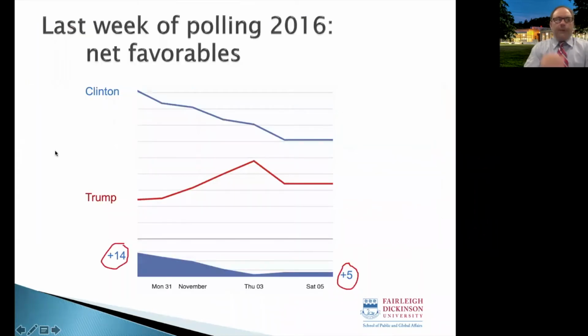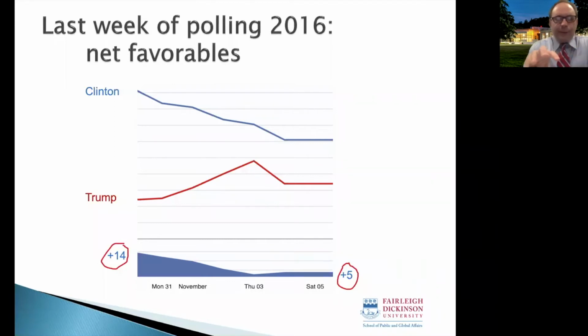Let's take a look at something else though. Let's take a look at what was happening in the last week of the election. Now this is a slide that shows you net favorables. That means we ask a question, do you have a favorable or unfavorable opinion of this or that candidate? What we then do is we subtract the unfavorable from the favorable percentages, and that gives us the net favorable. All right, so Hillary Clinton starts the last week of her campaign, you can see, with a 14-point net favorable advantage over Donald Trump. As the week progresses, what happens is that her net favorable advantage almost collapses. By the end of the week, her net favorable is only 5 points.